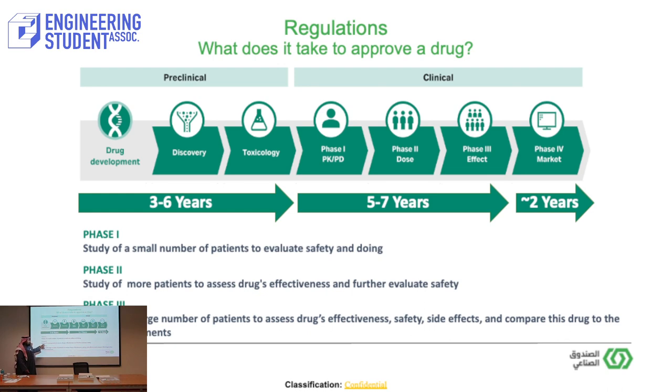Then after that, when they move into phase two trials, they have more patients to assess the drug's effectiveness, and then they further also evaluate the safety. The phase three trials involve a larger number of patients, and they assess the drug's effectiveness, safety, and side effects, and compare this drug to the current treatment.